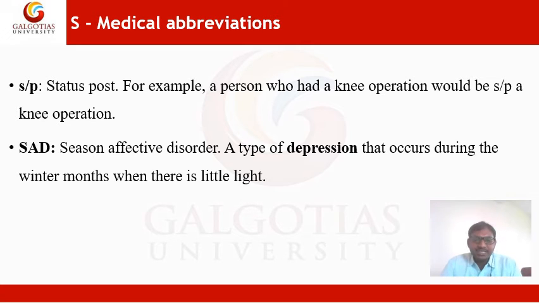Seasonal affective disorder, a type of depression that occurs during the winter months when there is little light. Most people get depression in the winter season because of the common cold, headache, or pollution. That is called SAD, seasonal affective disorder. Every winter, that person is affected by the disease.